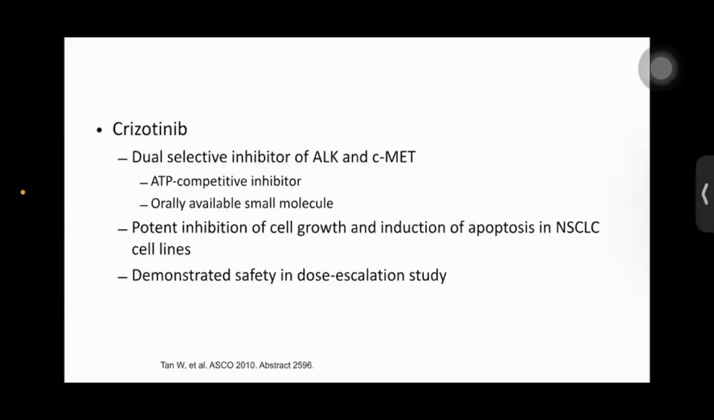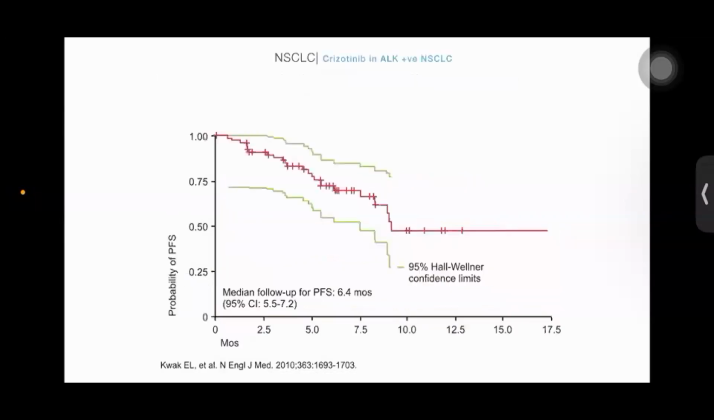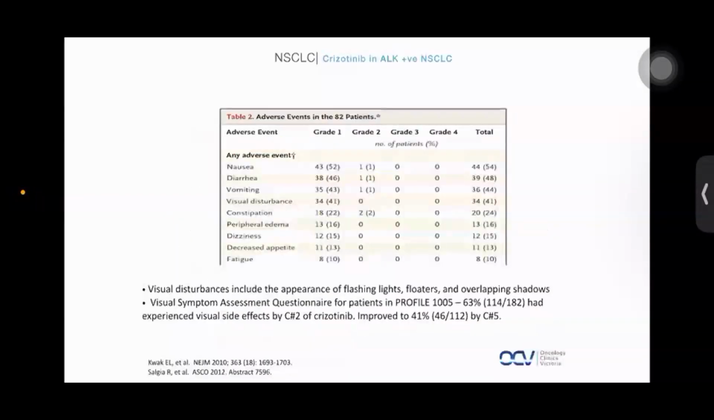So the first drug which was studied for ALK mutation, Crizotinib, was a dual selective inhibitor for both ALK and c-Met, and it was found to inhibit cell growth. Initial studies have shown that patients who have an ALK mutation positivity respond well to Crizotinib. These were the first studies which showed some good responses and better progression-free survival with the usage of Crizotinib.